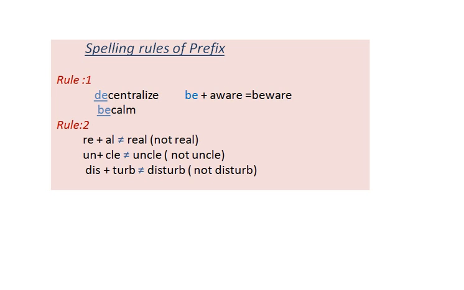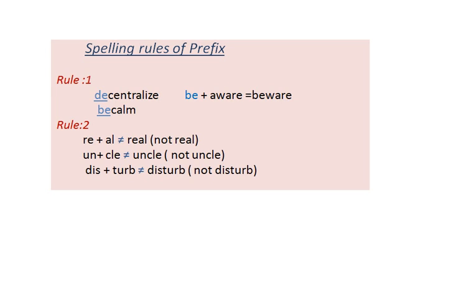If the root word starts with a vowel as well, then a consonant is added in it. There is E in the prefix be, and the first letter of the word is A. So the consonant W is used here after be.